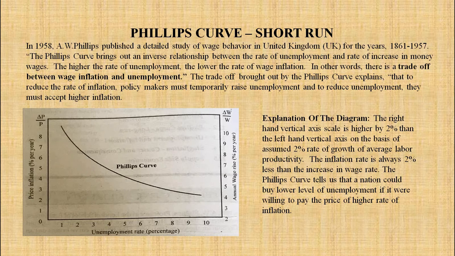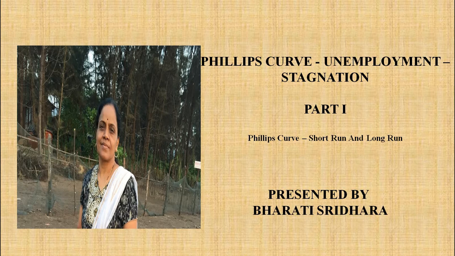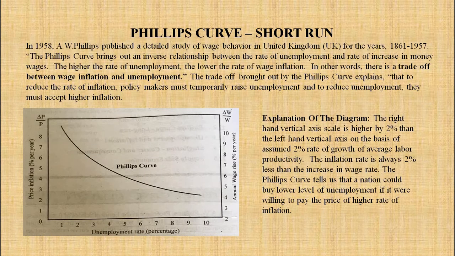The trade-off brought out by the Phillips curve explains that to reduce the rate of inflation, policy makers must temporarily raise unemployment, and to reduce unemployment, they must accept higher inflation. Now we will see what the Phillips curve is. So, the explanation of the Phillips curve.